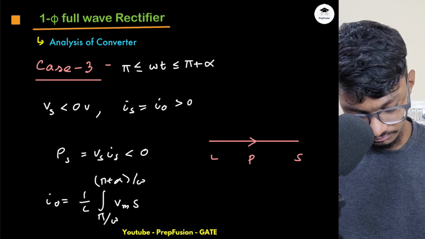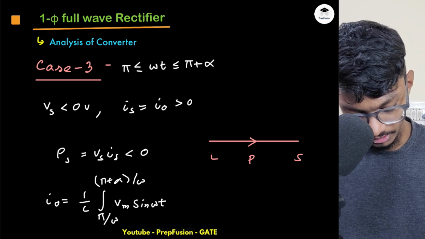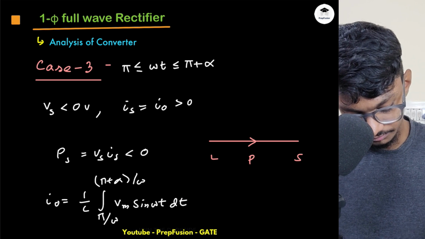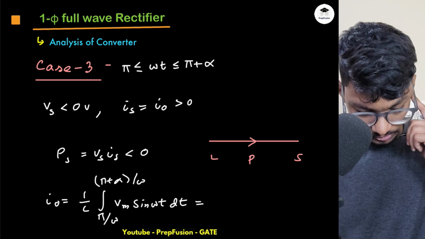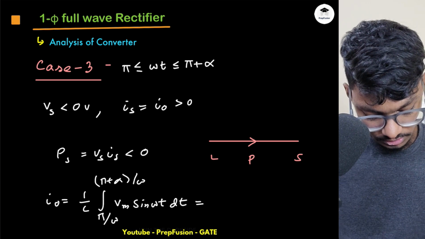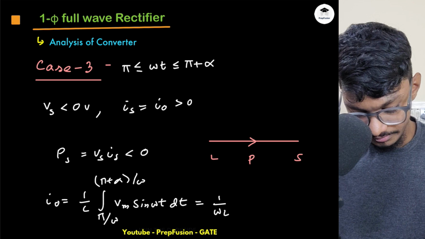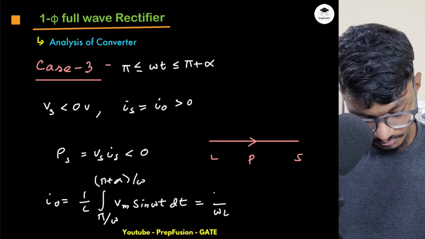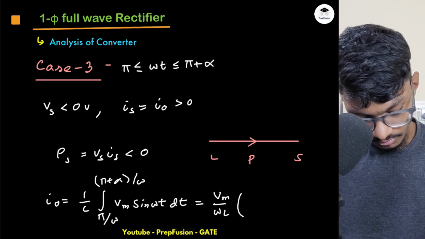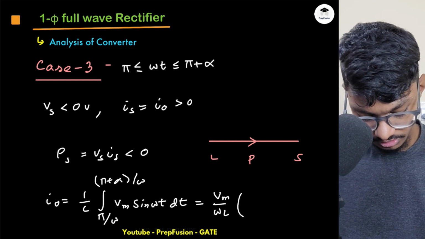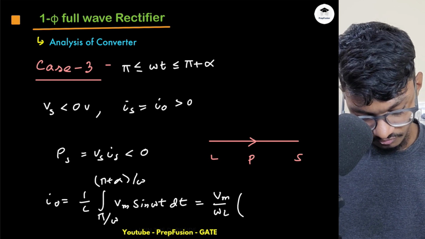Into Vm sin omega t dt. So this will be what? This will be 1 by omega L, and Vm is also there obviously. What will be this expression? This will be cos of pi, that is 1.